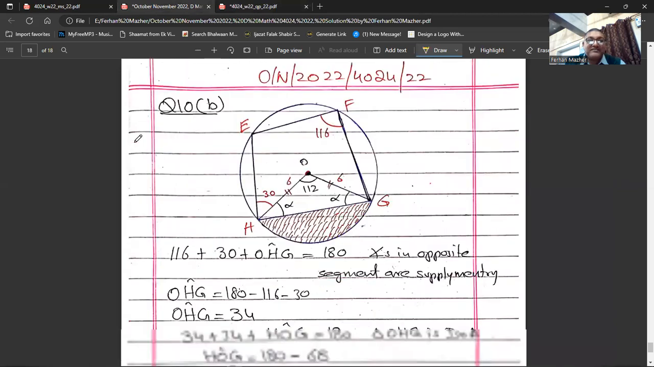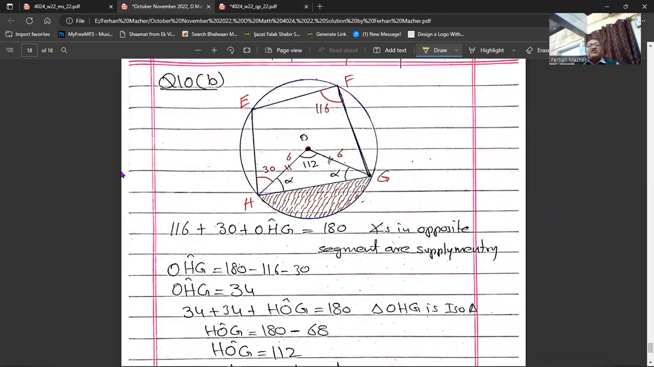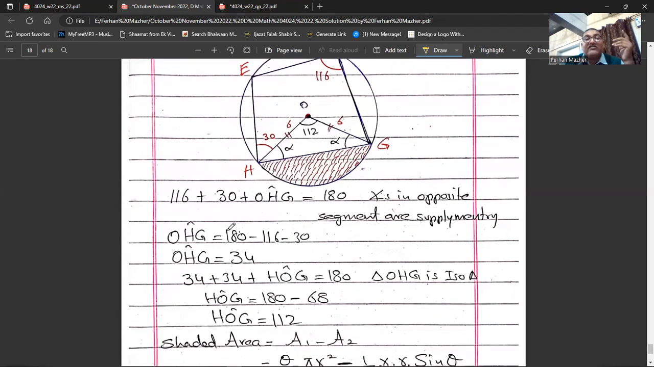Okay, that's the strategy. So 116 plus 30 plus OHG is equal to 180. So angles in the opposite segment are supplementary. So OHG will be equal to 180 minus 116 minus 30. So OHG will be 34. So if this angle is 34, this angle will also be 34 because OHG is an isosceles triangle. So 34 plus 34 plus HOG is equal to 180, so HOG will be equal to 180 minus 68, and that will be 112. So this angle is 112.